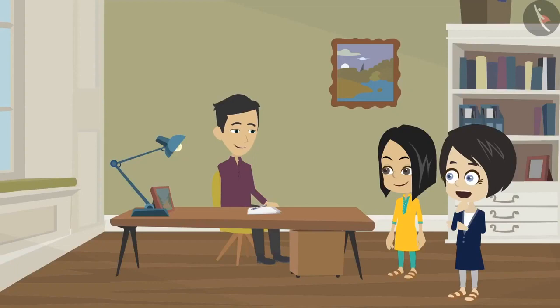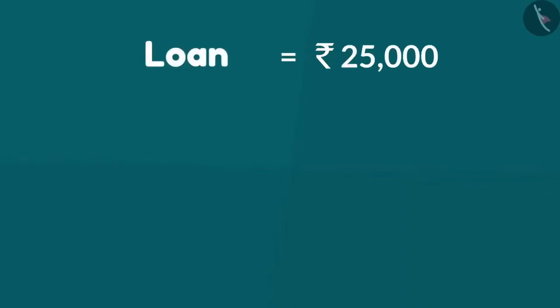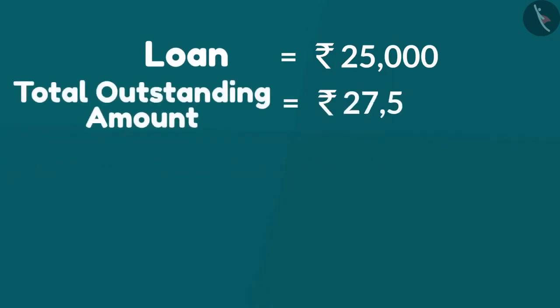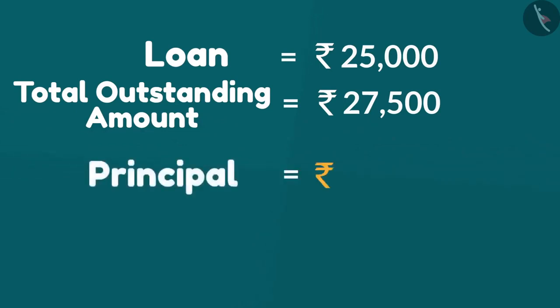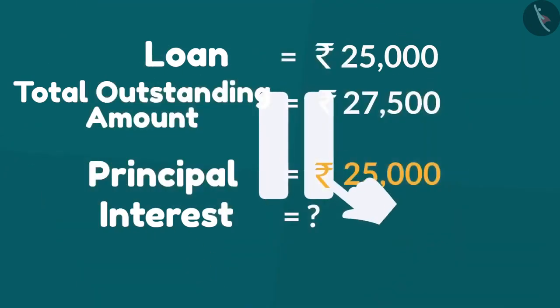What does that mean, uncle? Look, your dad has taken 25,000 rupees loan and he has to repay rupees 27,500 to the bank. Out of 27,500, the principal is 25,000, which is taken as loan. Then what is the interest? You can pause the video here if you want and think about it.